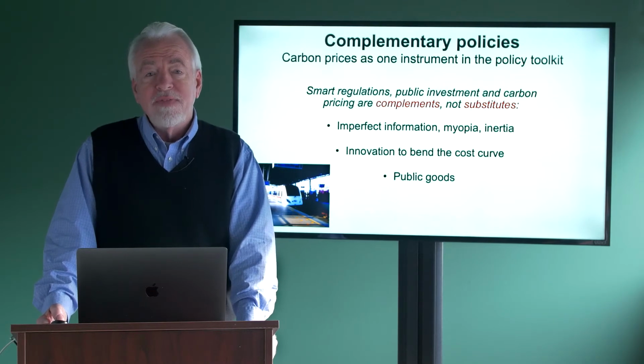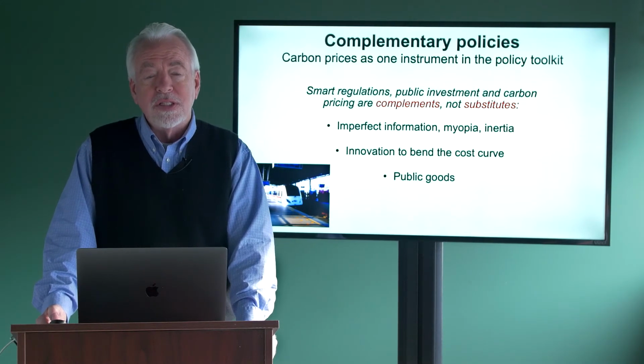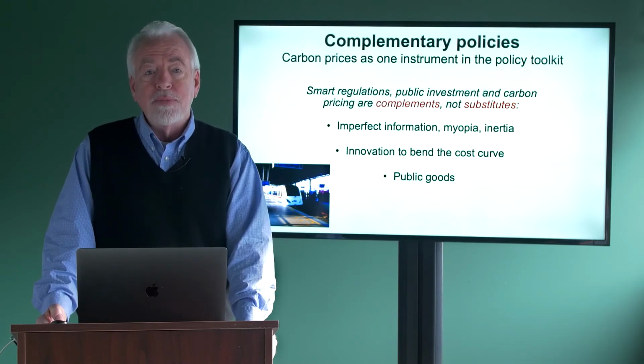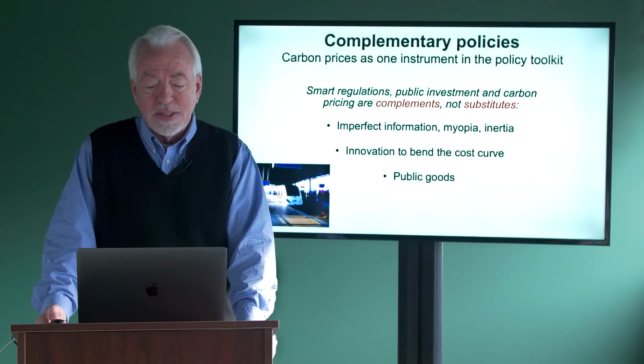Thirdly, public investments are needed to provide public goods like mass transit systems. Simply putting a price on carbon isn't going to allow me to stop driving my car to work if I don't have any other way to get to work. And public investments are needed to provide those other options.